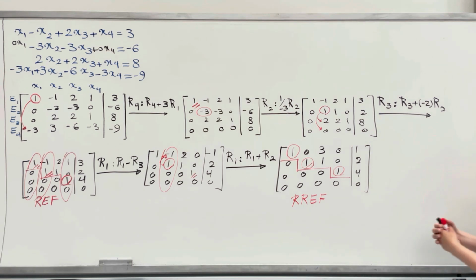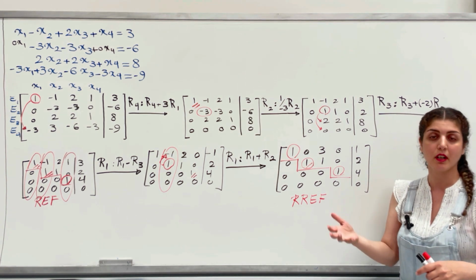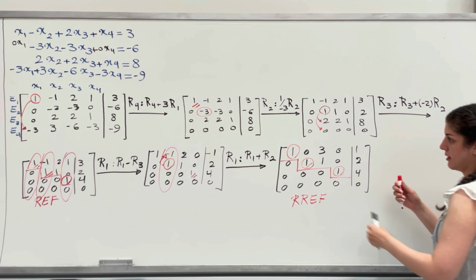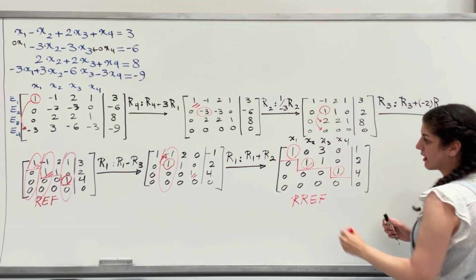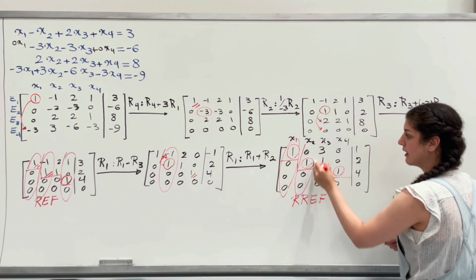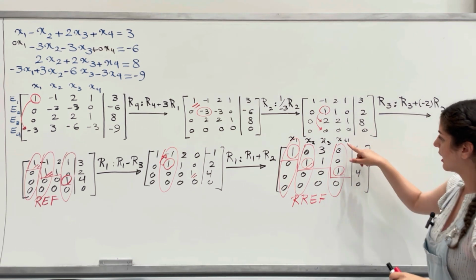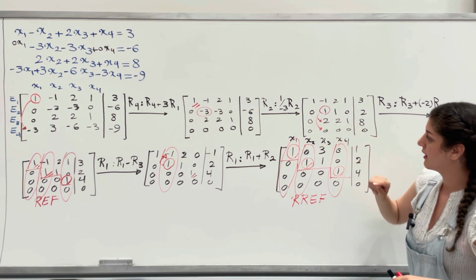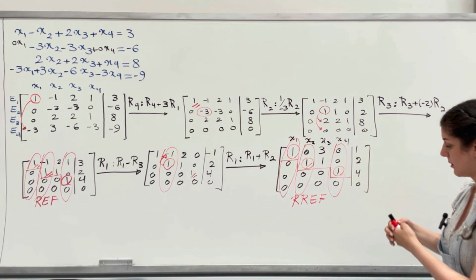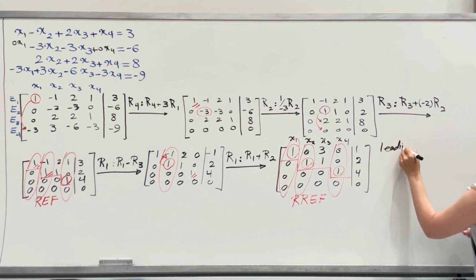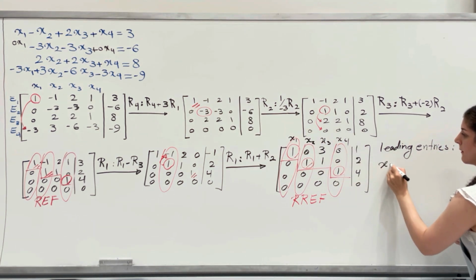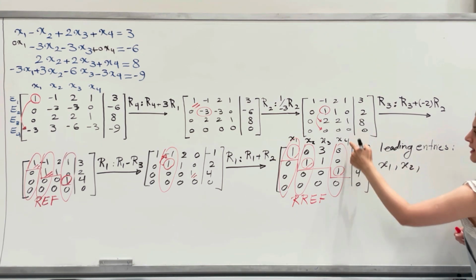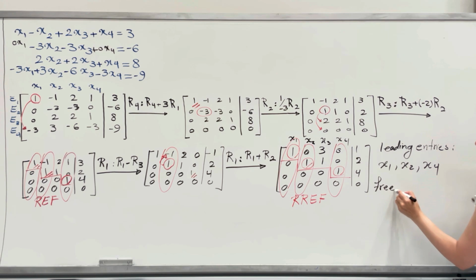Okay, so in this step, I have to figure out which variables are leading variables and which ones are free variables, right? So I know that this corresponds to x1, this corresponds to x2, x3, and x4. And the columns in which you have the leading ones are going to give you the leading entries, right? So here, leading entries are x1, x2, and x4.